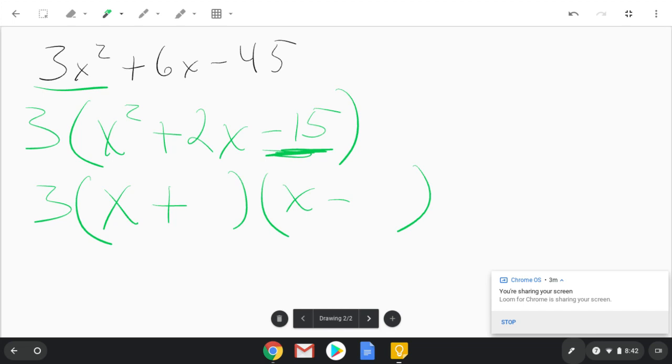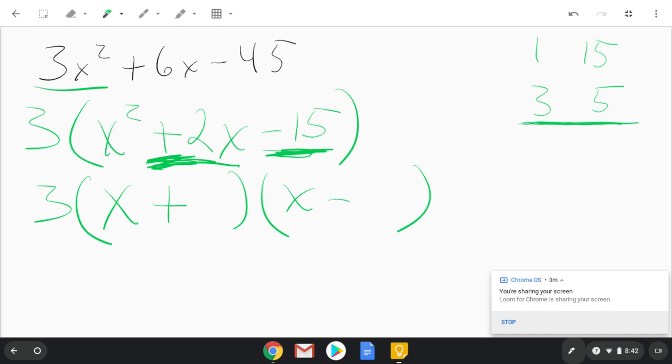Right. We'll list out the factors of 15, which are not that bad. 1 and 15, 3 and 5. And we're looking for two numbers whose difference, who subtract to give us 2. Well, that's got to be the 3 and the 5, right? Because the 2 has a positive sign, that means the bigger of our two numbers over here has to be positive. So the 5 is going to be positive, and the other one's going to be negative.